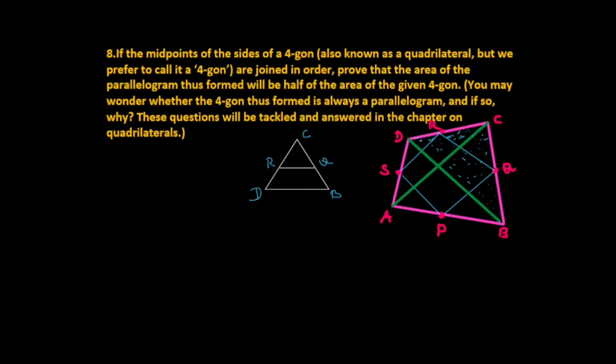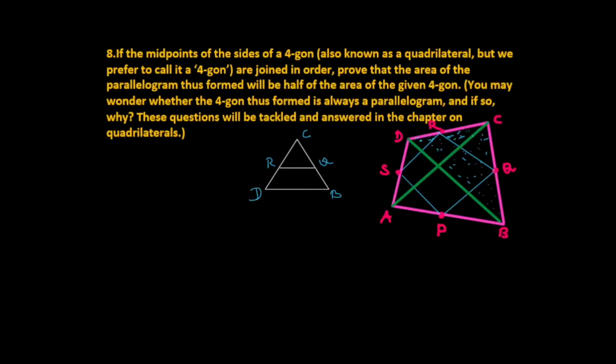So we can conclude PQRS is a parallelogram because the opposite sides are parallel and equal. So it is a parallelogram. Here it is given that the quadrilateral formed by joining the midpoints is a parallelogram.